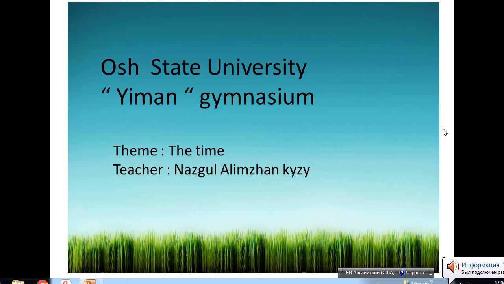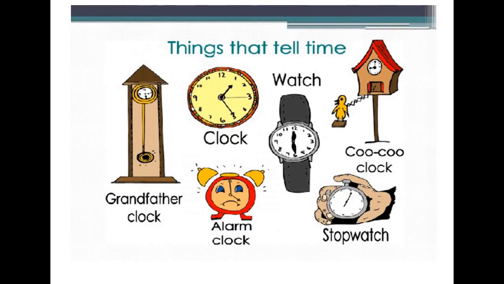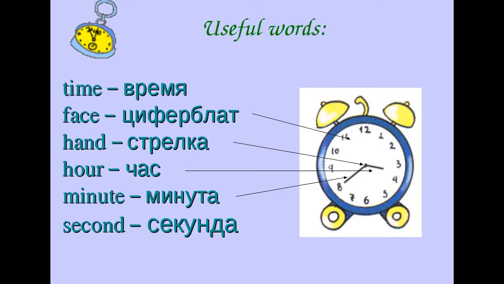Let's continue. What time is it? Telling the time. When we talk about the time, we use numbers and the verb to be. Things that tell the time: watch, cuckoo clock, stopwatch, clock, alarm clock, and grandfather clock. I think you know these clocks.